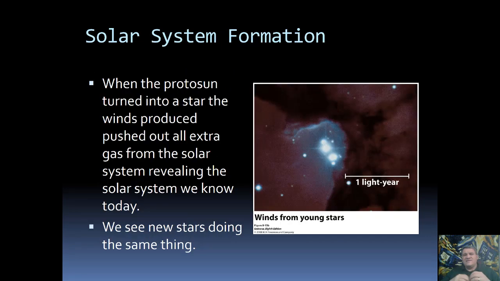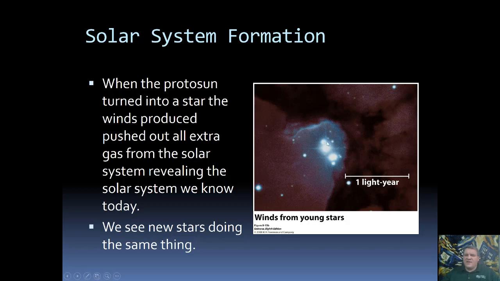Now, as the sun turned on, going from protostar into full-fledged star, it began the solar wind. The solar wind then began to push out anything that remained as a gas within the solar system. This will then reveal the solar system as it is.